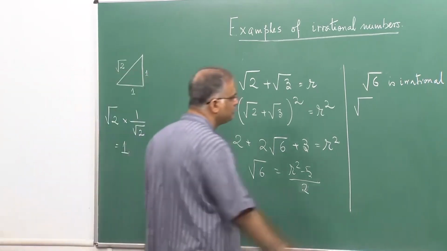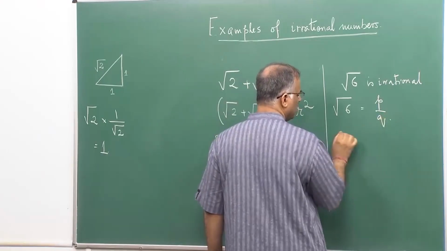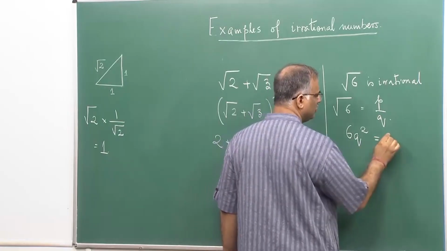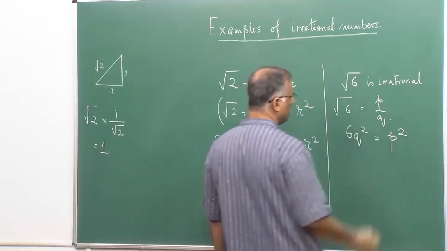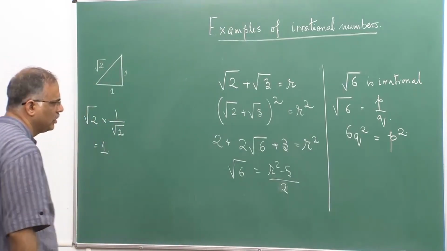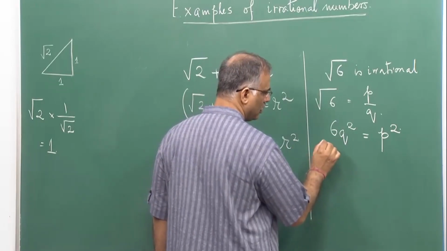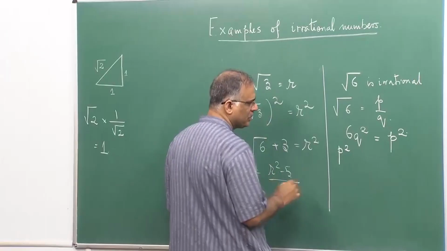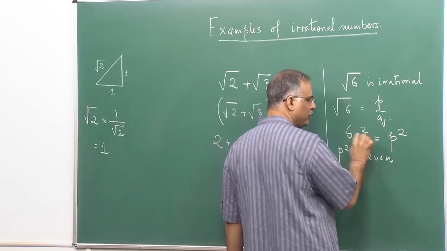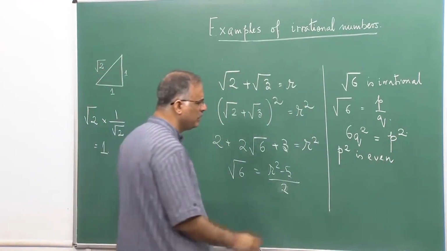Again, if you do it in the form p by q, you will have 6 q square is equal to p square. Which means p square is even, naturally, because it is 2 into 3 q square. So p square is divisible by 2, p square is even. So it implies p is even.